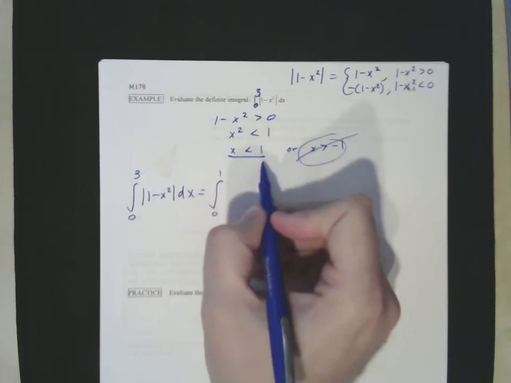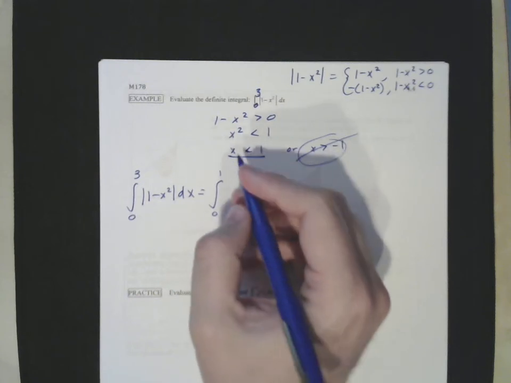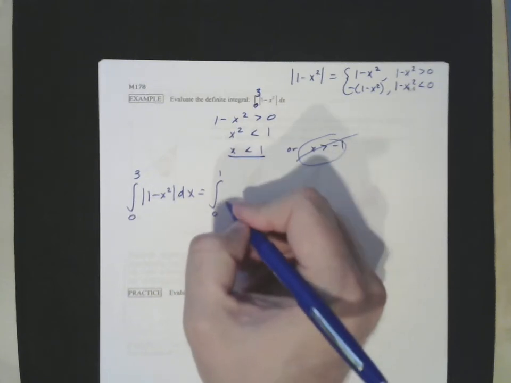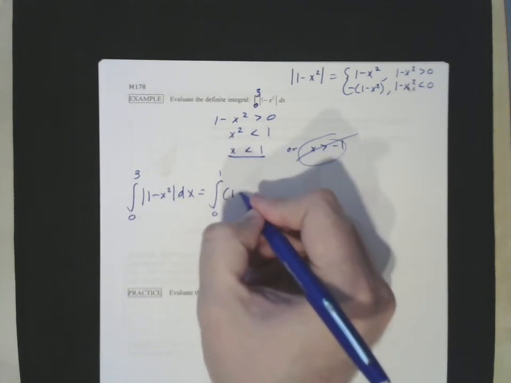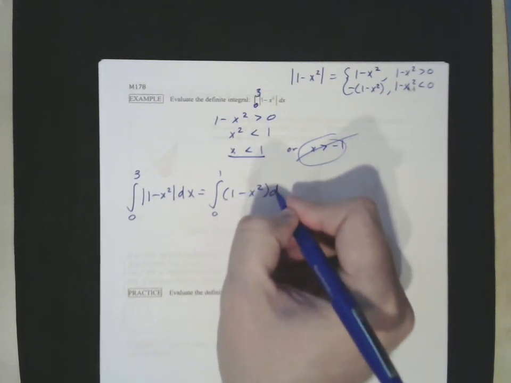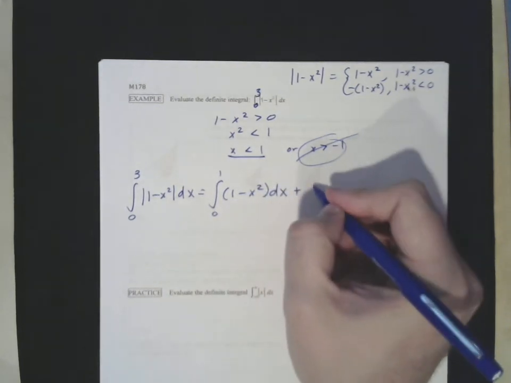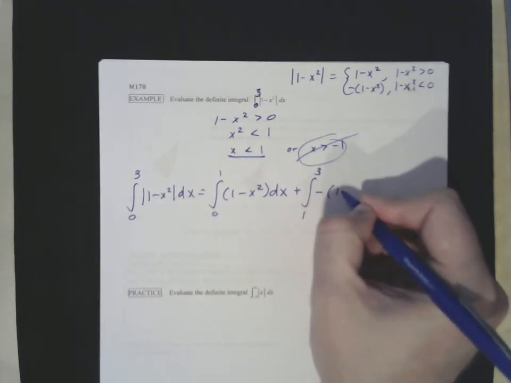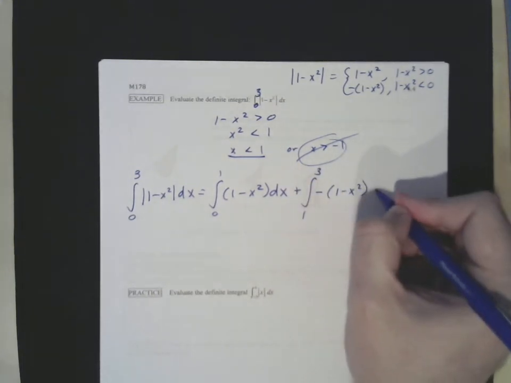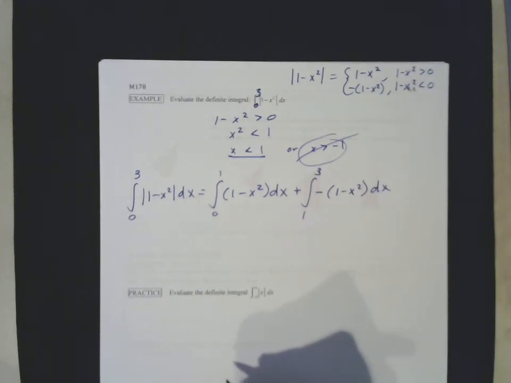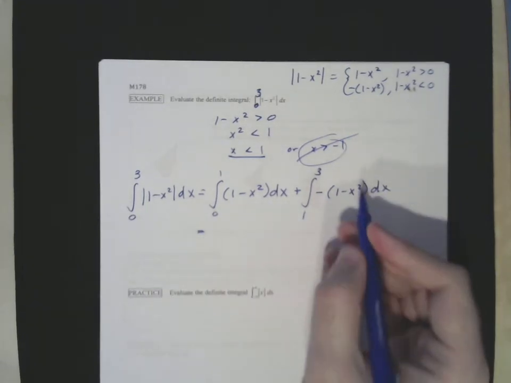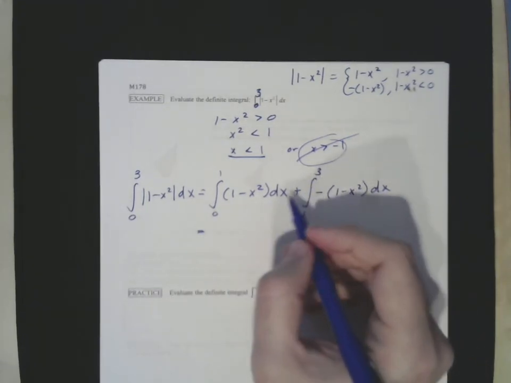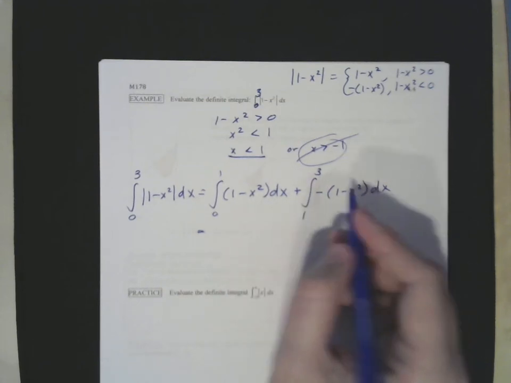And at 1, when we're less than 1, we're positive. So from 0 to 1, we're doing the integral of 1 minus x squared dx. And then from 1 to 3, we're doing negative 1 minus x squared dx. And so we can think of bringing this negative out front. The nice thing is the antiderivatives for both of these are the same.